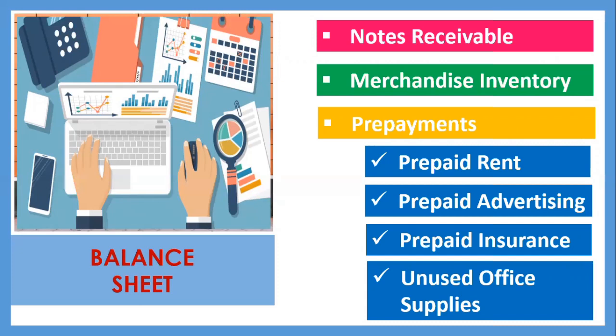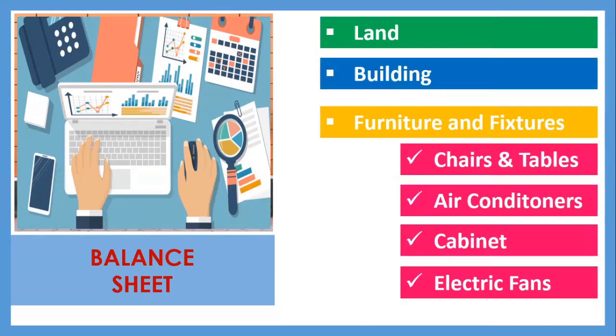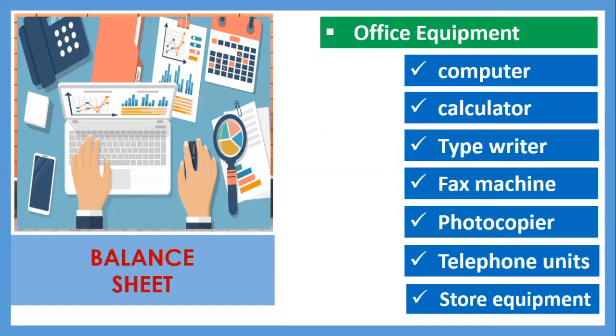And also we have land, building, furniture and fixtures. And under furniture and fixtures, we have chairs and tables, air conditioners, cabinet, electric fans, etc. We also have office equipment account name. And under office equipment, examples are computer, calculator, typewriter, fax machine, photocopier, telephone units, store equipment, etc.